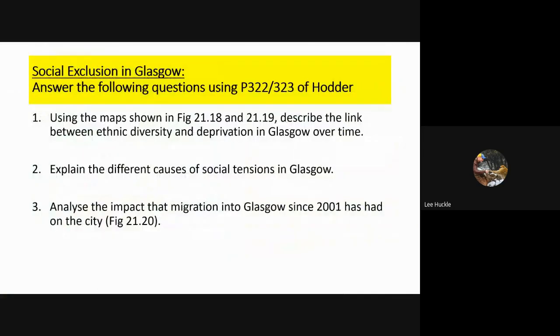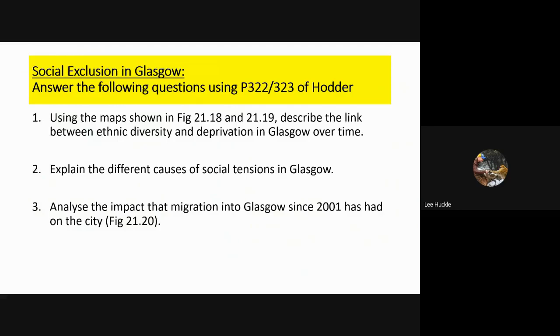Then you'd have had a job to do from the textbook, page 322 and 323 of the Hodder book. You'd have looked at some maps and you'd describe the link between ethnic diversity and deprivation in Glasgow. You'd have explained the different causes of social tensions in Glasgow, and then you'd have analysed the impact that migration into Glasgow since 2001 has had on the city.